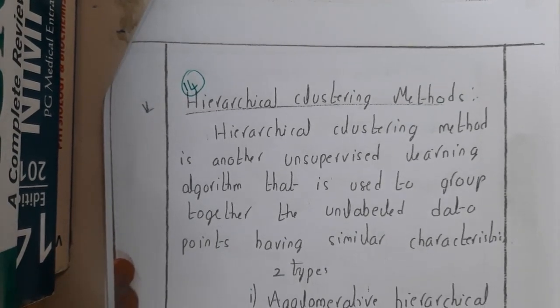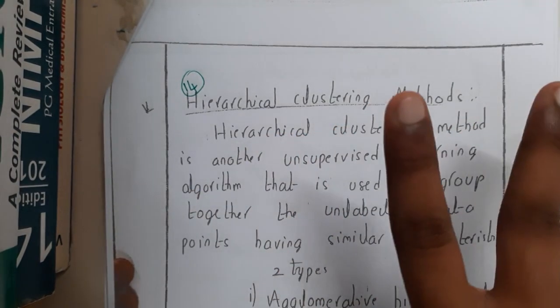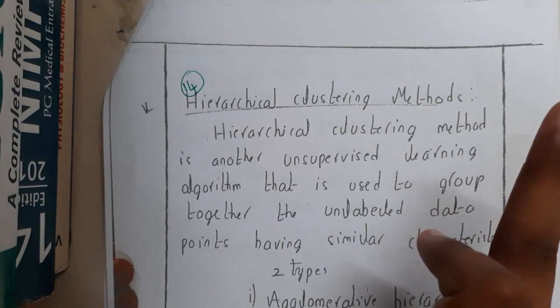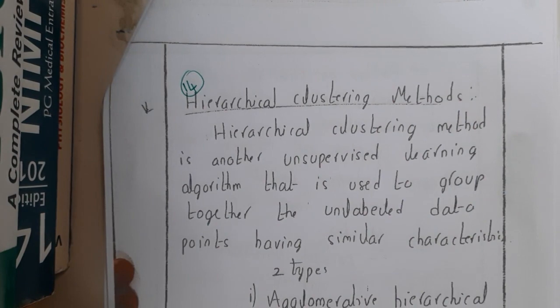In this lecture, let us go through the hierarchical clustering methods, guys. In hierarchical clustering, we have two different methods. One is agglomerative, and the second is divisive. I might be pronouncing them the wrong way, and I'm really sorry for that. So let us start.